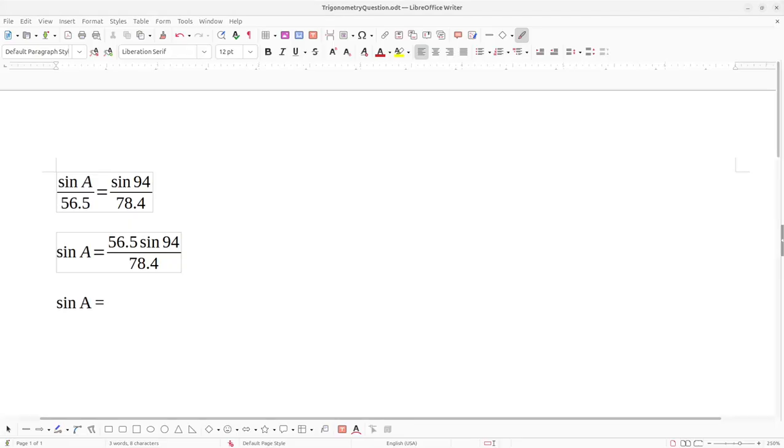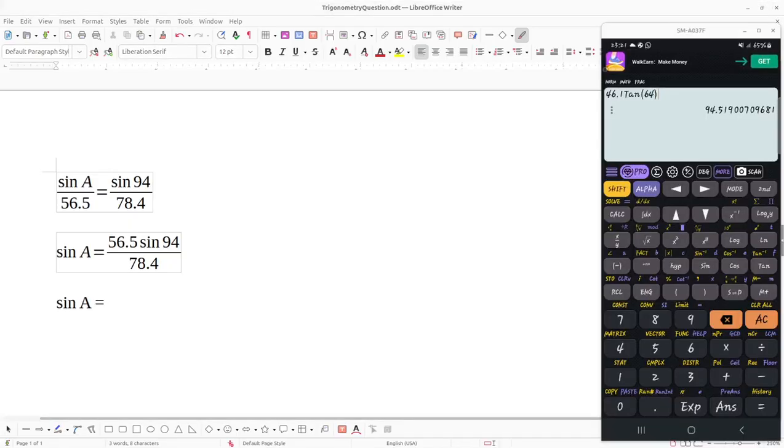So your sine A is going to be equal to, let's bring in our calculator for this. Let's put in everything there: 56.5 sine 94 over 78.4, and this is giving us 0.719.